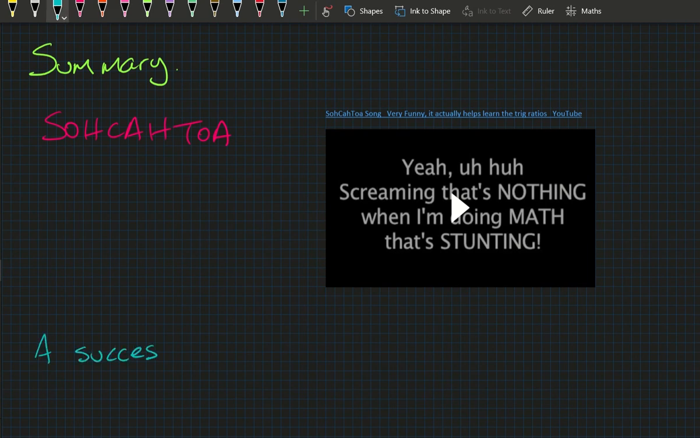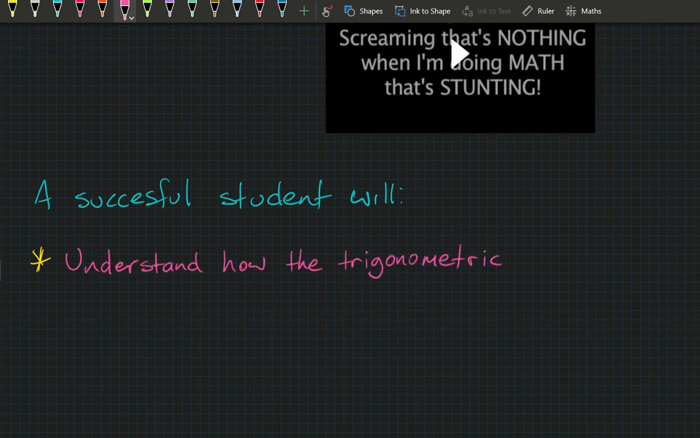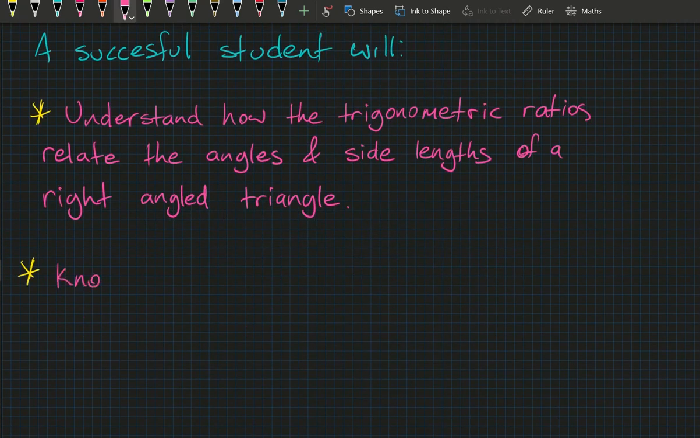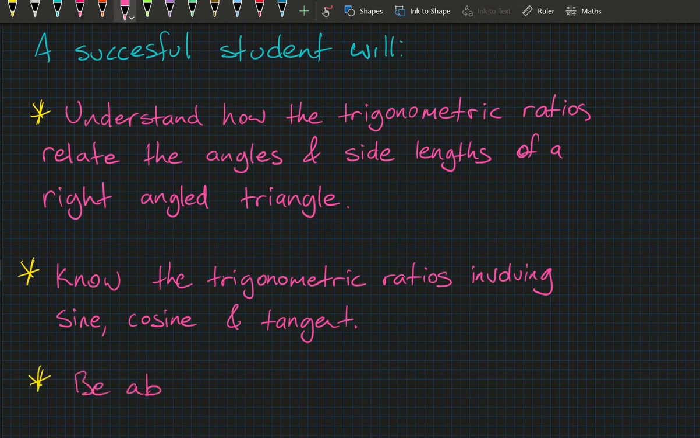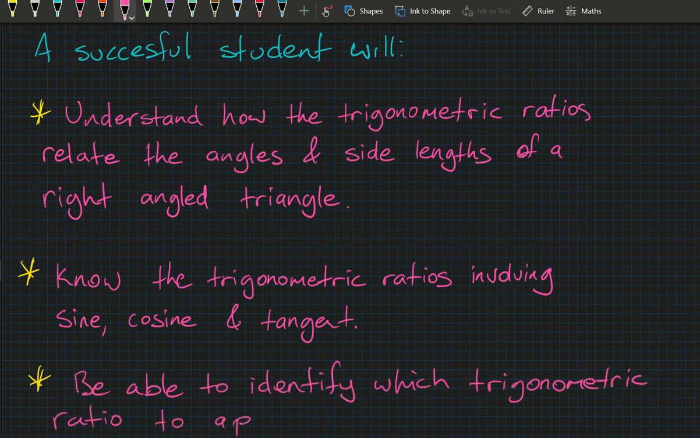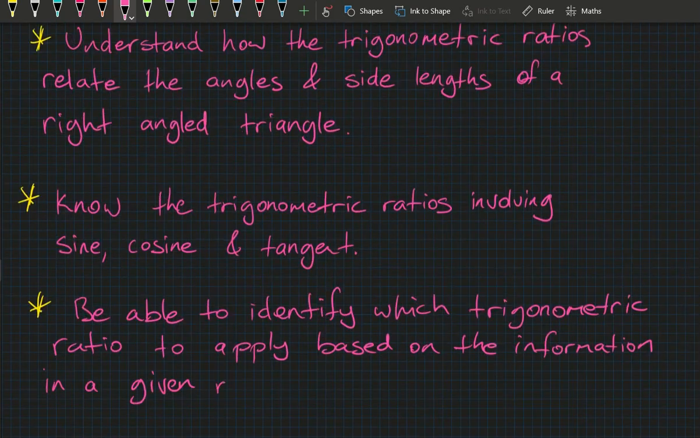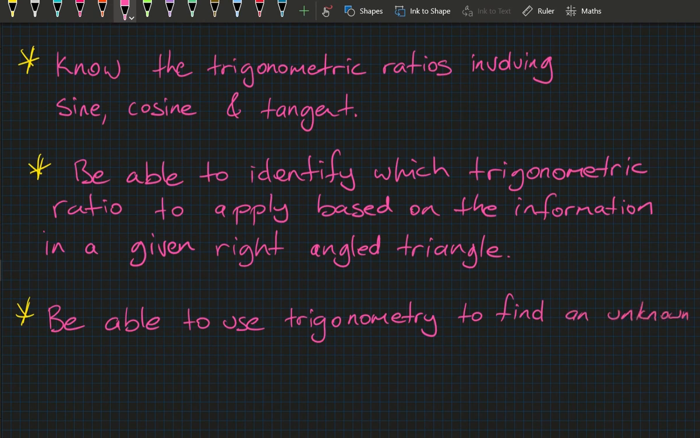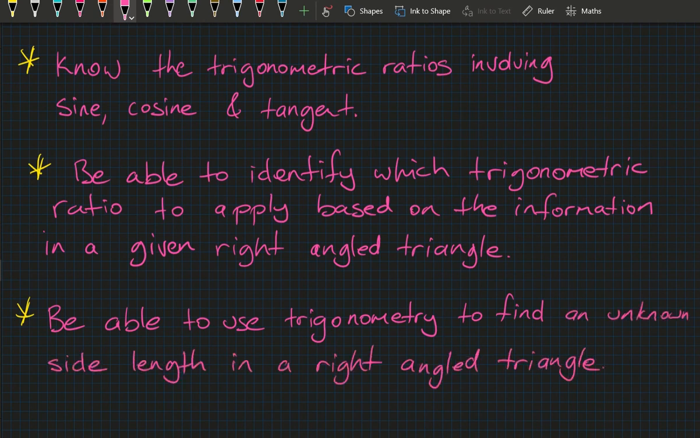All right, so in this lesson, a successful student will understand how the trigonometric ratios relate the angles and the side lengths of a right angle triangle. Know all the trigonometric ratios involving sine, cosine, and tangent. Be able to identify which trigonometric ratio to apply based on the information in a given right angle triangle. And be able to use trigonometry to find the unknown side length in a right angle triangle. All right, so they're all the things you need to know in this lesson. So it's a nice and simple start to this block. The next exercise will probably be just as simple for you.